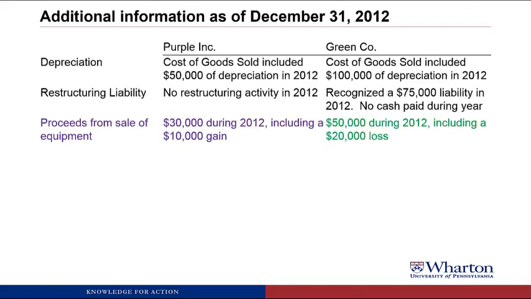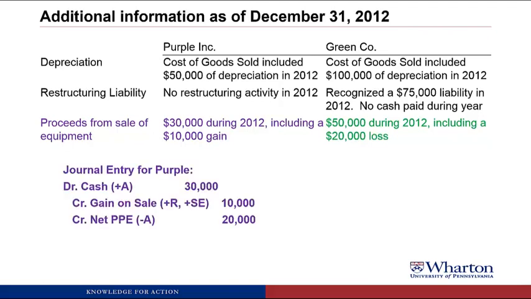Next, both companies had proceeds from selling equipment during 2012. Purple sold equipment for $30,000, which included a $10,000 gain over the book value of the equipment. Green sold equipment for $50,000, which included a $20,000 loss over the book value of the equipment. Now I'm going to show you the journal entries here just to make clear how this works. We're going to revisit this topic later in the course. So what Purple would have done is debit cash for $30,000 because that's how much cash they're receiving. They have a gain on the sale, which is a credit. It's like a revenue. It increases net income. It increases stockholders' equity. So you credit gain on sale for $10,000. And then they would credit net property, plant, and equipment to take the PP&E off the books at its current book value.